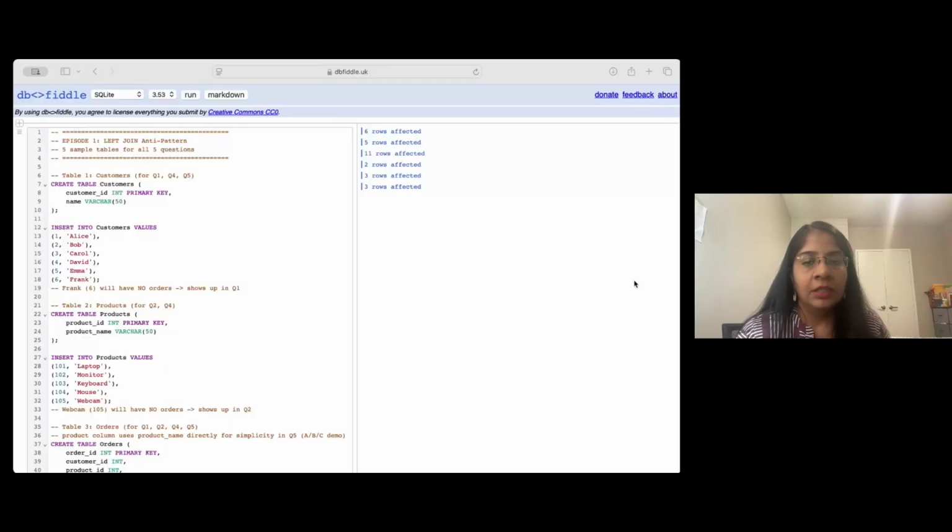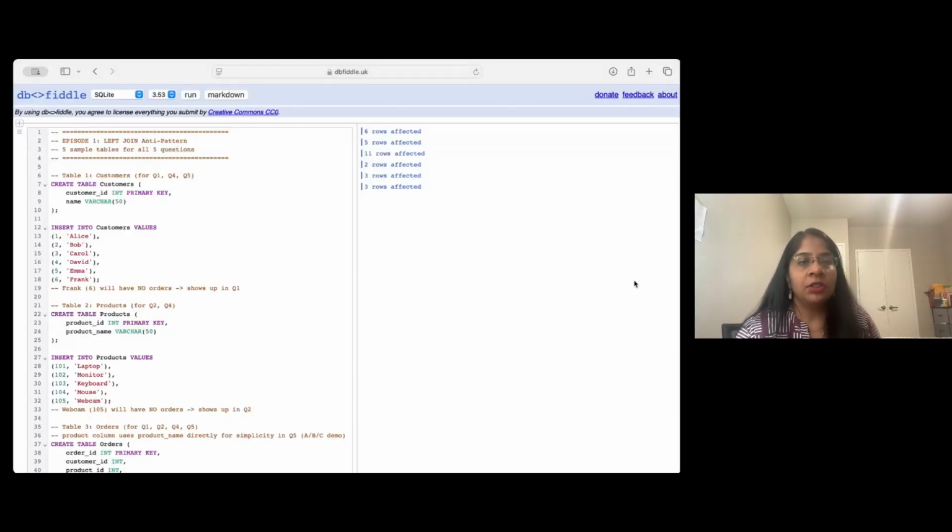If I had to bet on one SQL pattern that shows up in almost every single data interview, it is this one. Finding what did not happen, which basically means finding customers who never ordered, finding products that never sold. So today I am walking through 5 real questions on this exact pattern, from the easiest version all the way to the one that actually separates strong candidates from average ones in a real interview. So let's get into it.